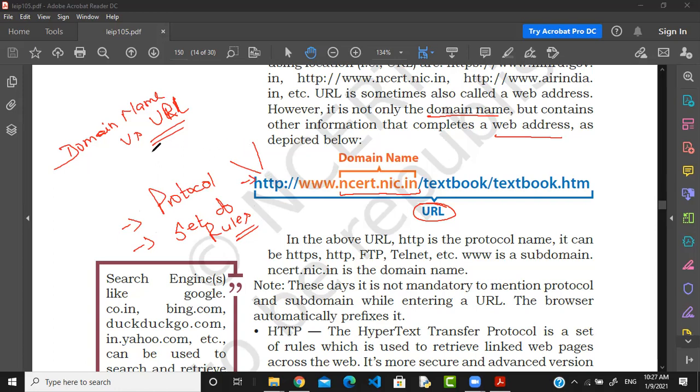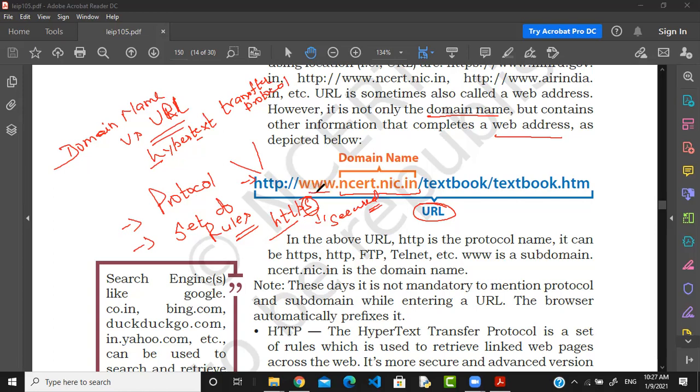Next question: what is the full form of HTTP? Hypertext Transfer Protocol. H for hyper, T for text, T for transfer. This is called HTTP. Now there is one more version, HTTPS. Everything is the same, only the S means secure. So Hypertext Transfer Protocol Secure.